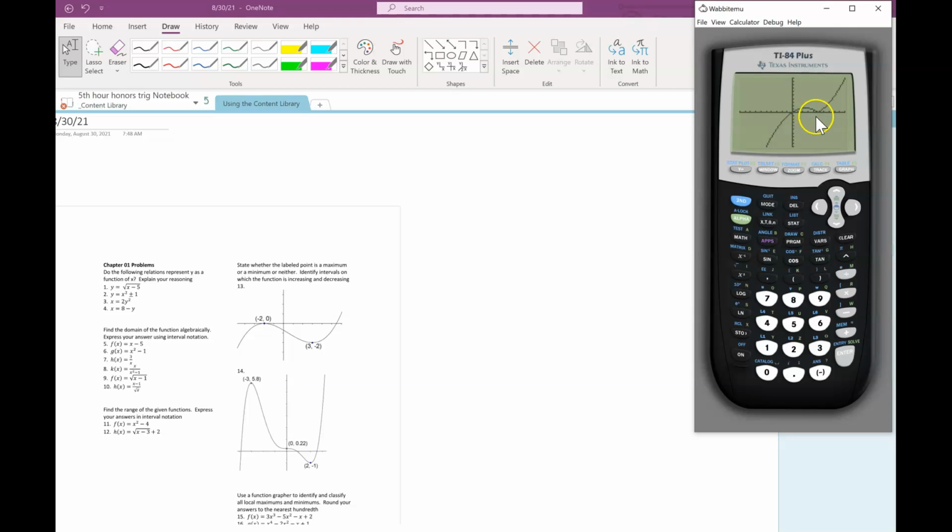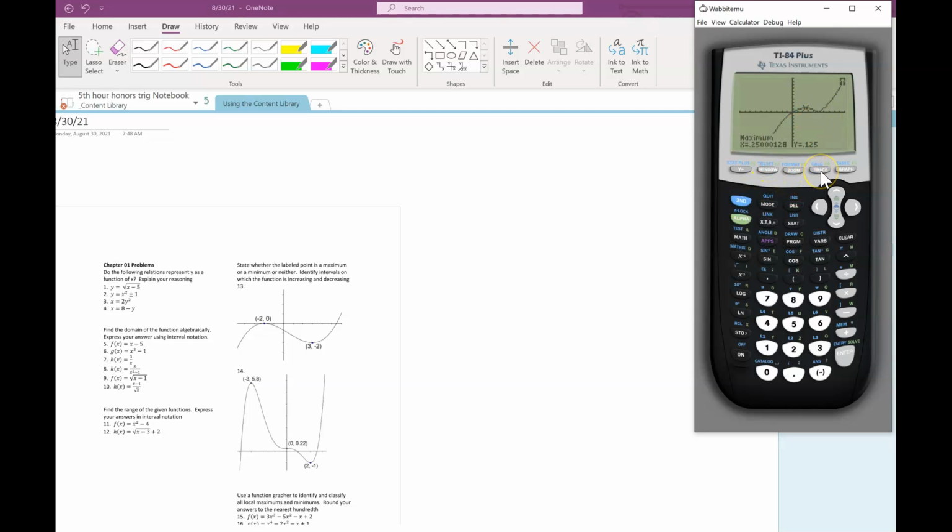So I have a maximum here and a minimum here. And I can find them the same way that we did for Alexis's one. So second, trace, I'll do the maximum first. Left bound, that spot is good. Right bound, I'll move over here to the right side of it. Press enter, guess is fine. So I have 0.25, comma 0.13, I guess, to 2 decimal places.